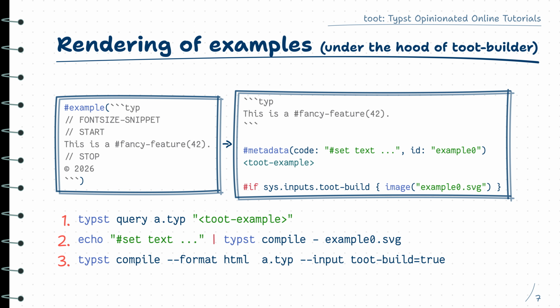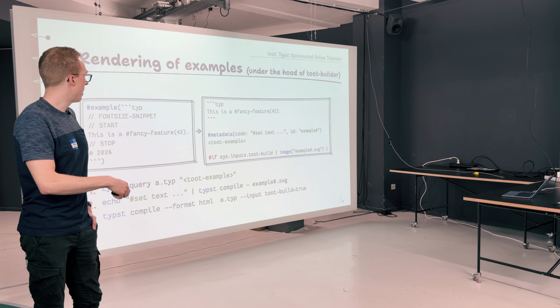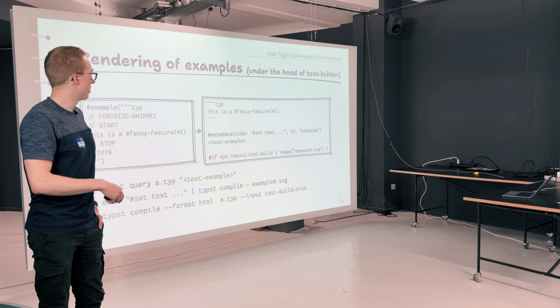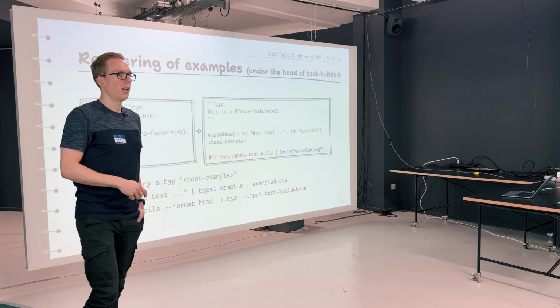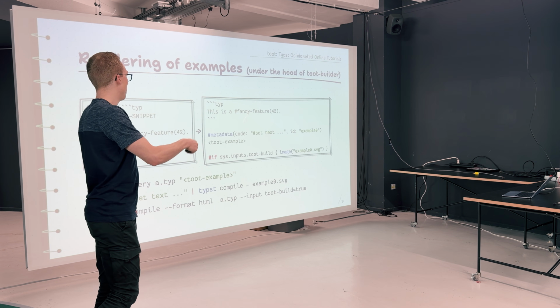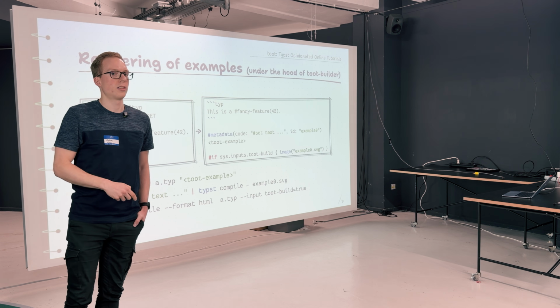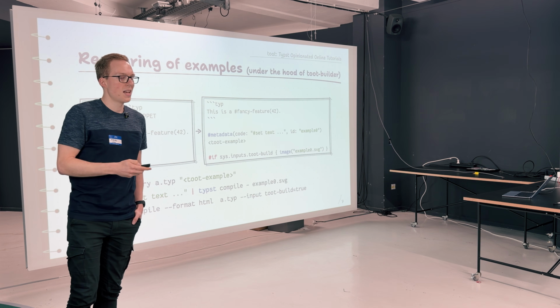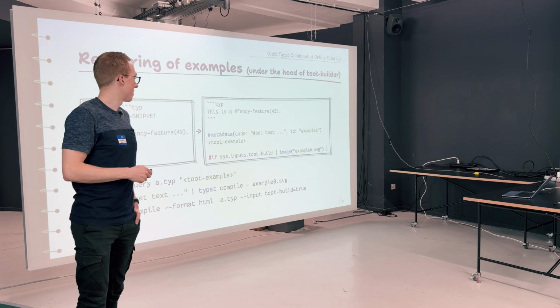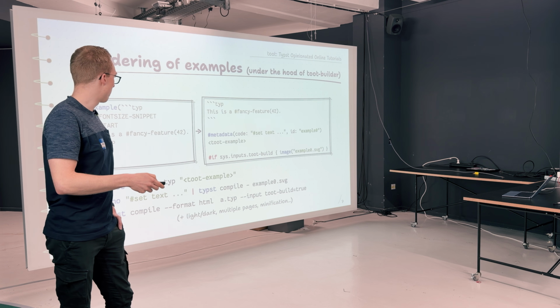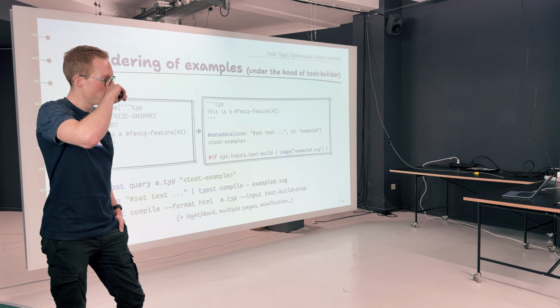and finally, now that we have this image that we want to include, we can just compile the file. We compile it to HTML, and we use this toot build flag, set this to true, and now when we compile this whole thing, it actually enters this branch and introduces this image. And that's mainly it. So to be honest, this is more of the bird's eye view.